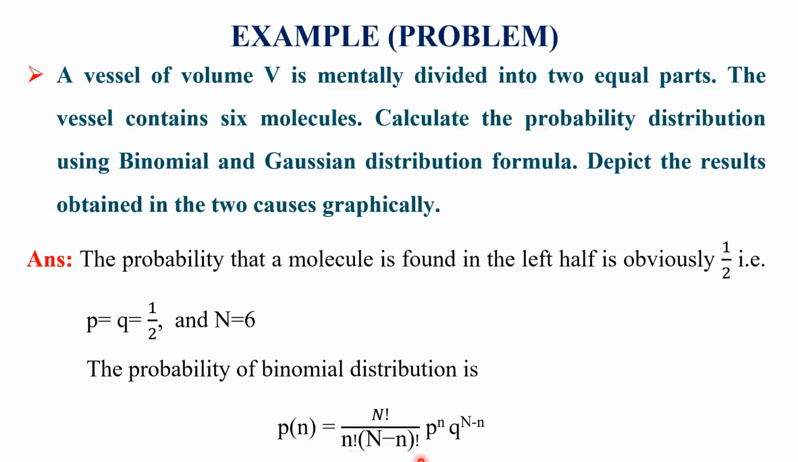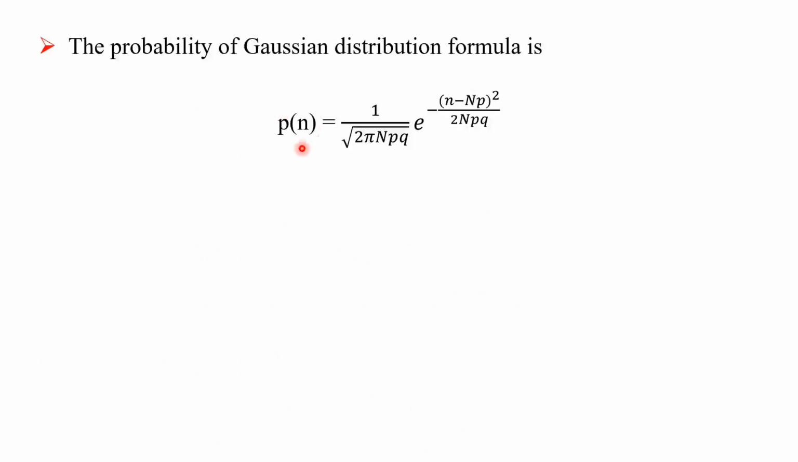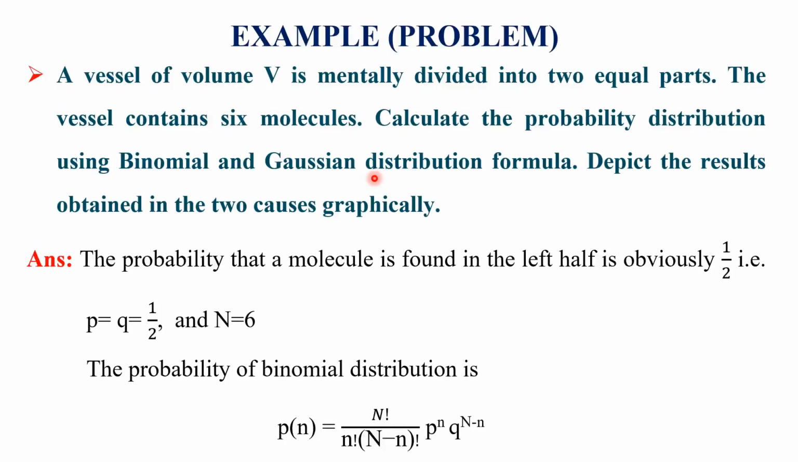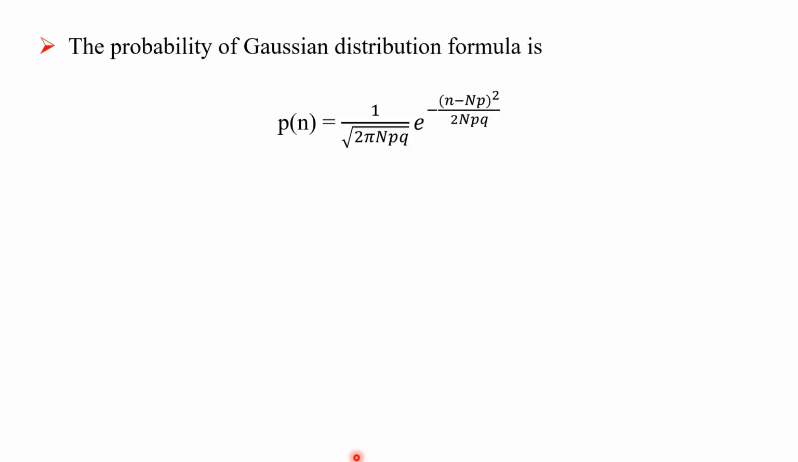This formula is used to calculate the probability distribution, and we also use the Gaussian distribution formula, P(n) is equal to 1 upon square root of 2 pi npq, e raised to minus (n minus Np) squared upon 2npq. By using this formula we find the probability distribution using the Gaussian formula. These two formulas are used, and the students have calculated with them.